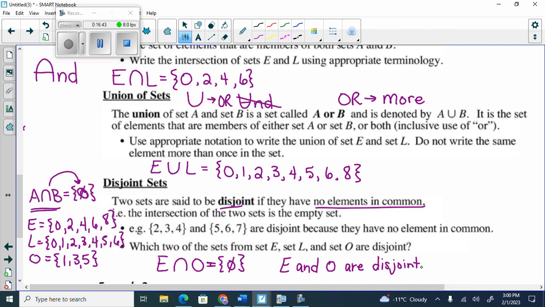So the definitions we looked at here are intersection, what's in both this set and that set. Union is or. If it's in one or the other, I list it, so it's often a bigger set of numbers. And disjoint means nothing in common. If you take the intersection of them, you get the empty set.